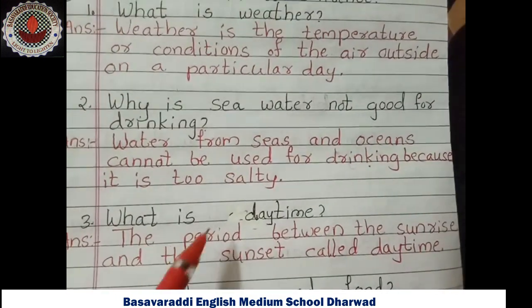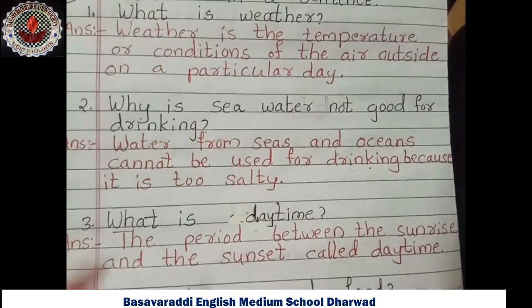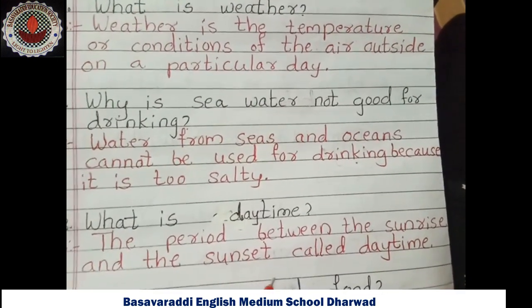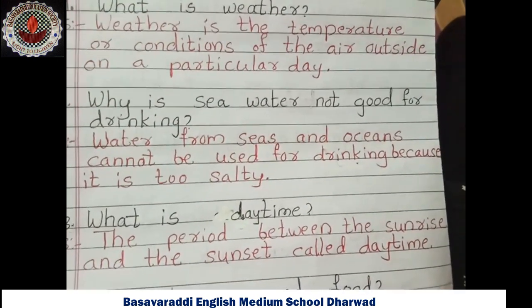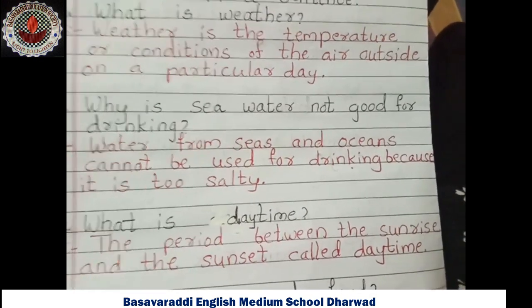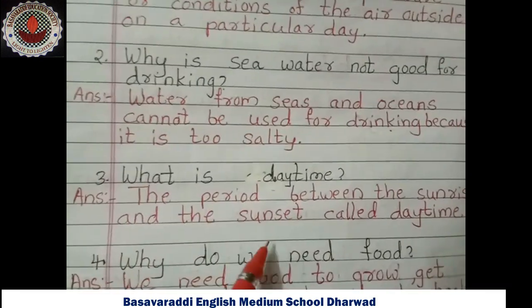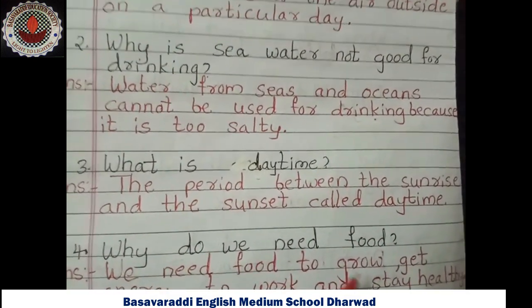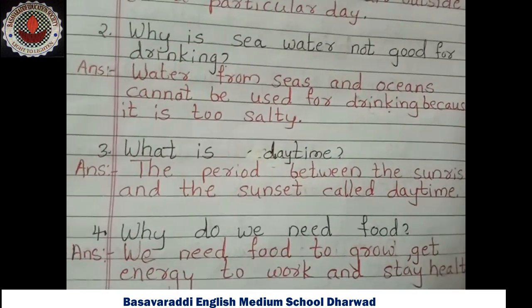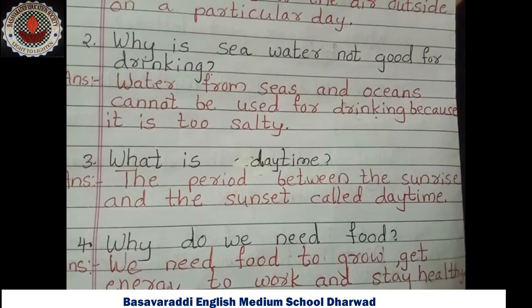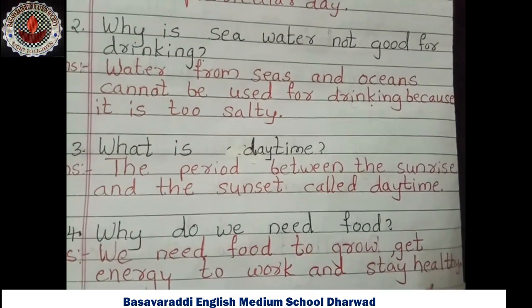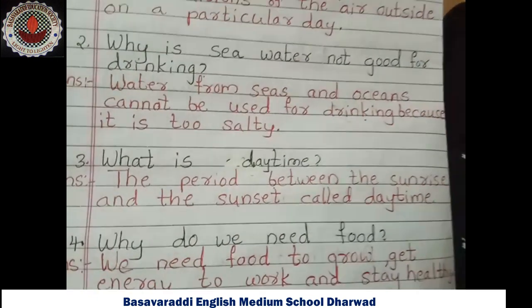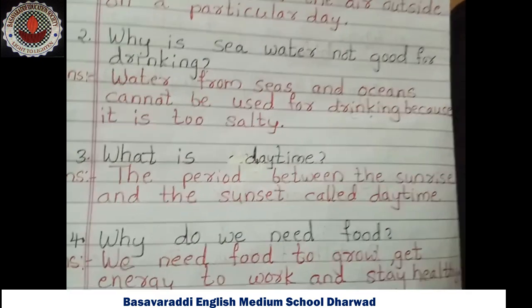What is daytime? The answer: the period between sunrise and sunset is called daytime. Fourth one, why do we need food? We need food to grow, get energy to work and stay healthy.